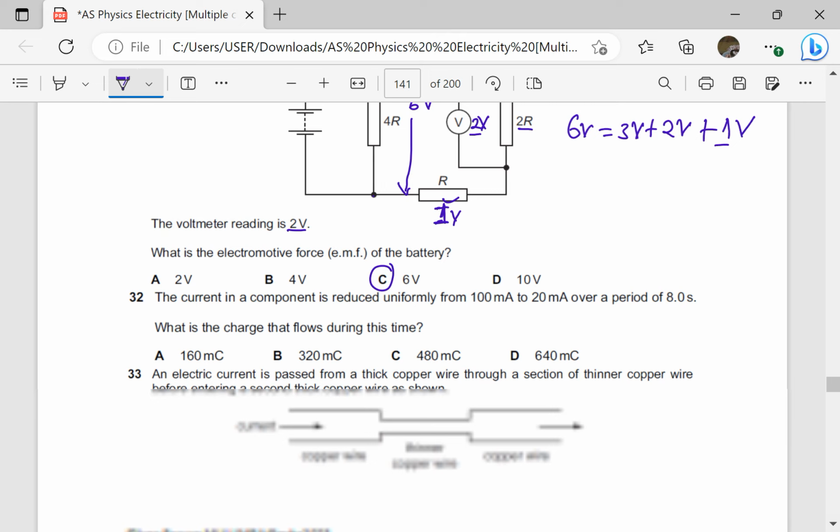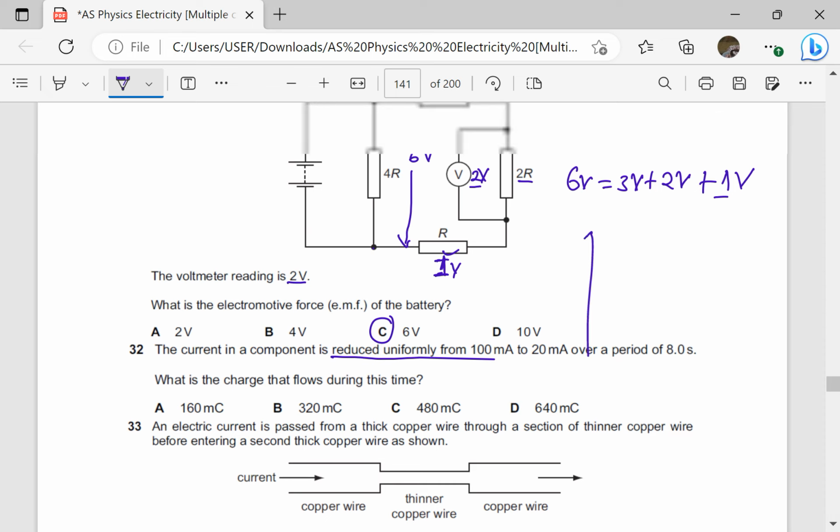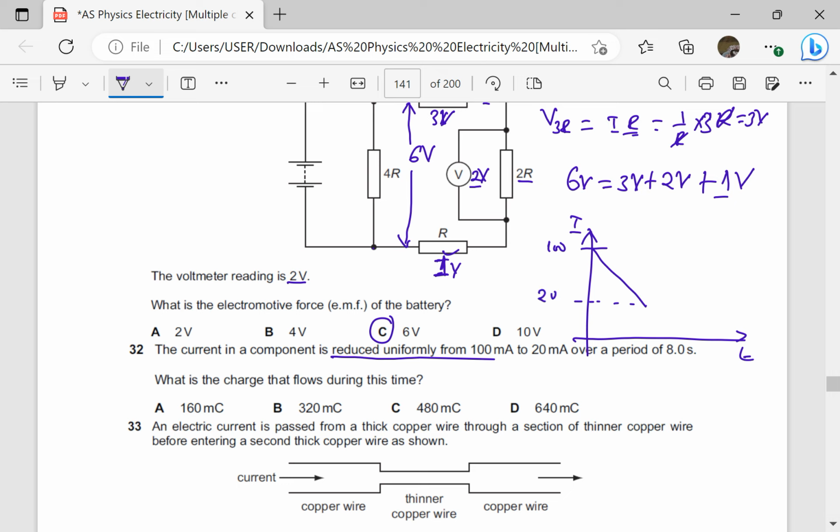The current in a component is reduced uniformly. That means I can do a graph, which is a straight line, because the current is reduced uniformly. So if I sketch a graph, this is going to be a straight line starting from 100. This is a graph of current against time. So it is from 100 down to 20. Remember, this is in milliamperes. 100 milliamperes, 20 milliamperes. It reaches 20 milliamperes in a time of 8 seconds. So this is 0. Let that also be 0.